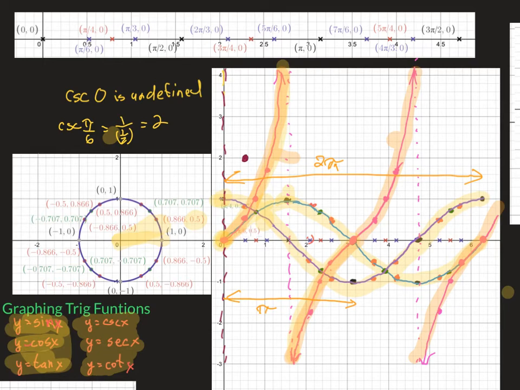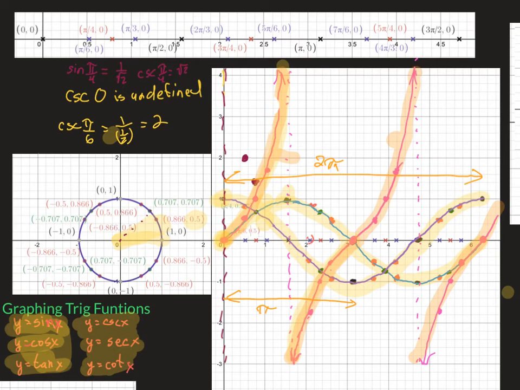All right, what about at pi by 4? At pi by 4, we know that sine of pi by 4 equals 1 over root 2. So the cosecant of pi by 4 must equal root 2 over 1. So root 2 is at about 1.4. All right, so right here we get about 1.4, a point right about there.